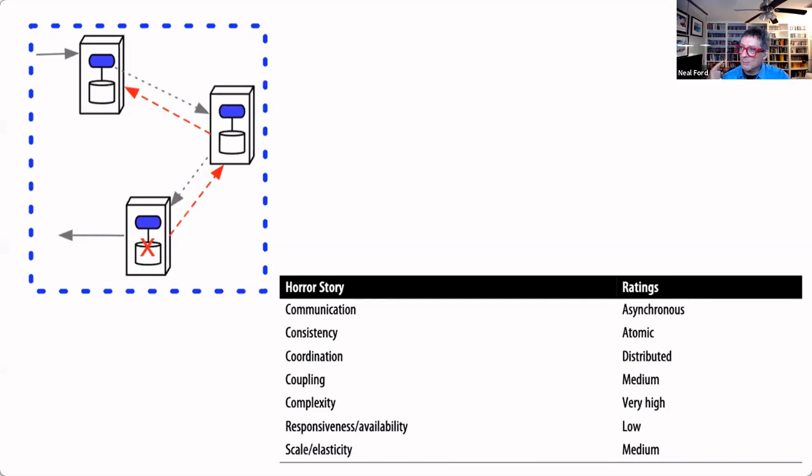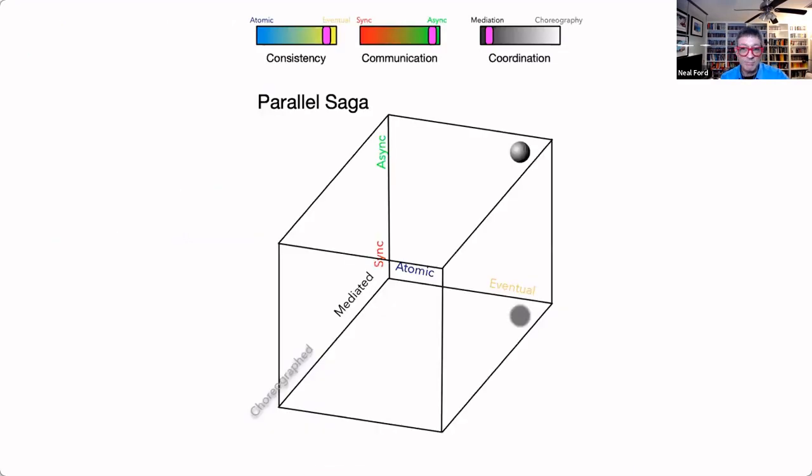So medium coupling, because we don't have a mediator, that knocks coupling down, but this is the worst complexity of any of them. And low responsiveness and availability, because everything has to happen or not at all, and only medium scale and elasticity. So what a lot of developers and architects accidentally do is take the epic saga and then modify it in damaging ways. Here are ways to modify it in beneficial ways.